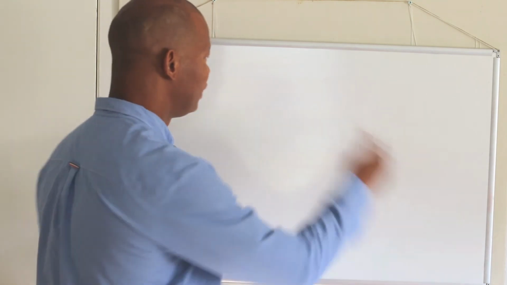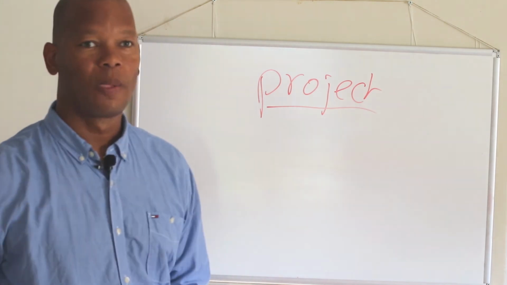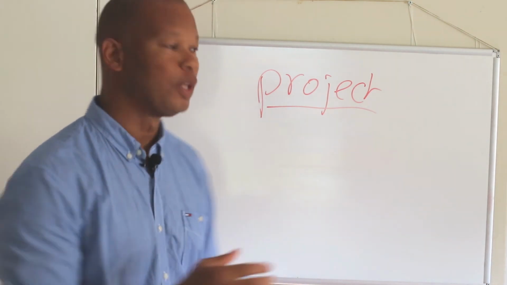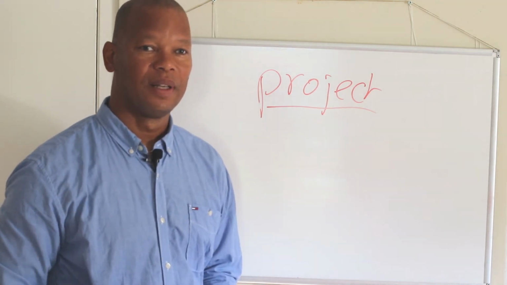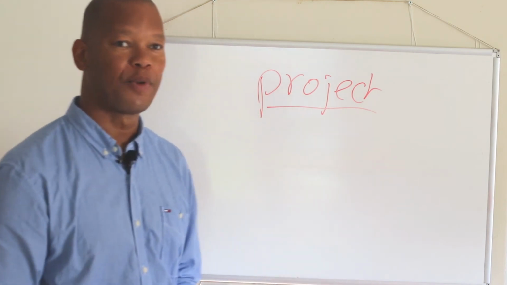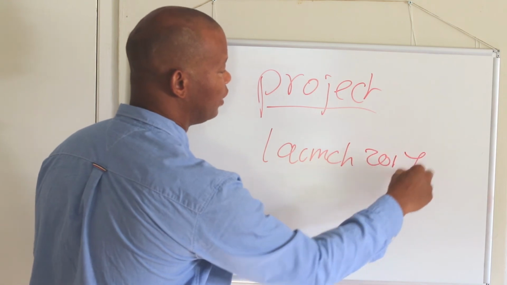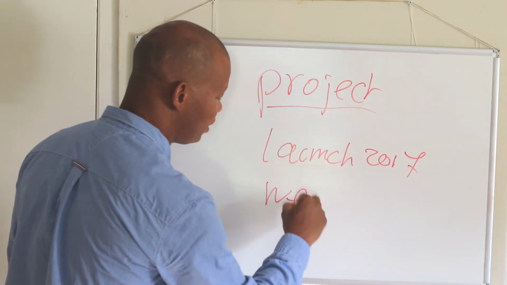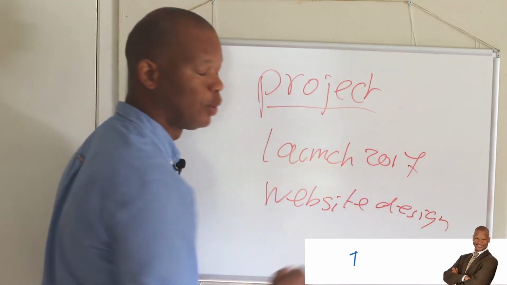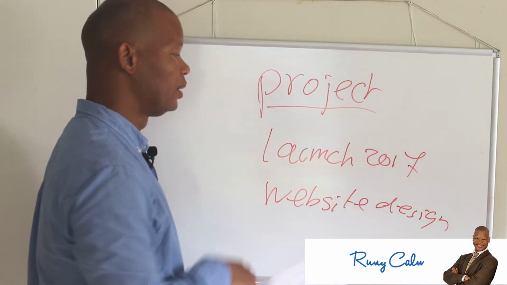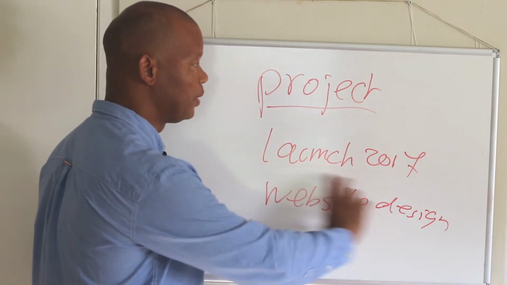Another field is the project. If you are working on a task, you put the project for which that task needs to be done. You would put the project name. A project name might be Launch 2017, or a project website design. So all tasks for the website design will be on that project.